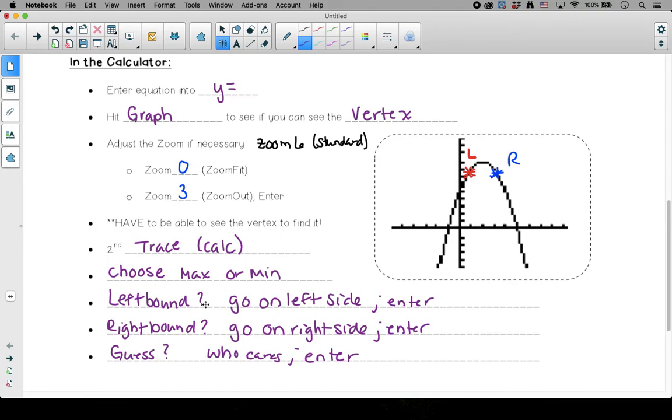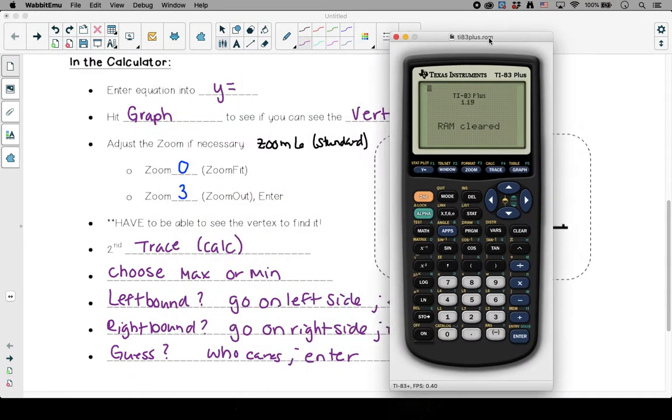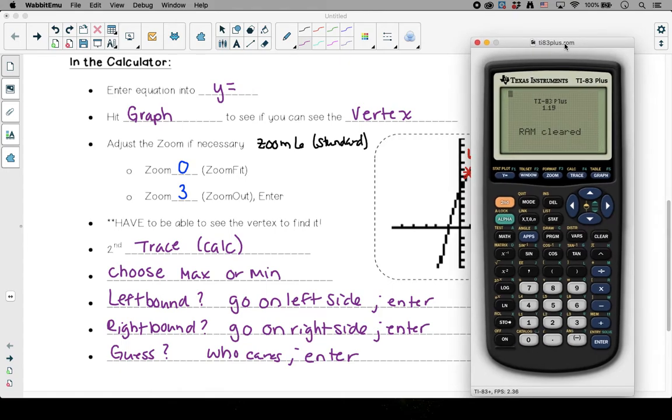I'm going to show you how this works on a calculator. I have a TI-83 calculator right here. I'm going to go to y equals and type in the equation. Let's go with 2x squared plus 14x plus 24. I'm just doing a random equation.